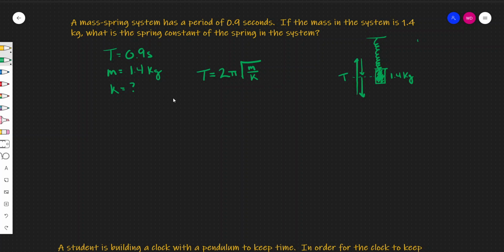Yes it does. Does it have mass? Yes it does. Does it have period? Yes. Do I have only one unknown variable in the system? Yes, it's spring constant. So I can use this equation, right? Because I have period and I have mass.